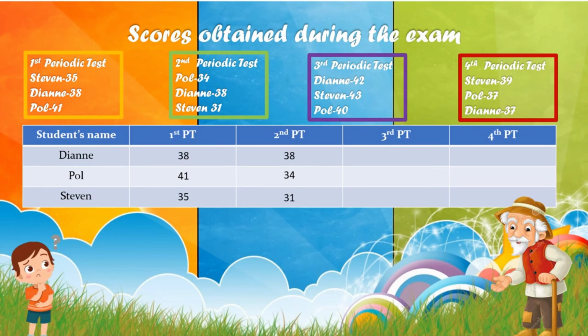Next, in the third periodic test, what was the score of Diane? Very good. It is 42. How about Paul? Oh yes, that's right. It's 40. How about Steven? Oh yes, it's 43. Now we will have the last periodic test. Diane? 37, very good. How about Paul? Oh yes, that is 37 also. How about Steven? Yes, that's true. It's 39.